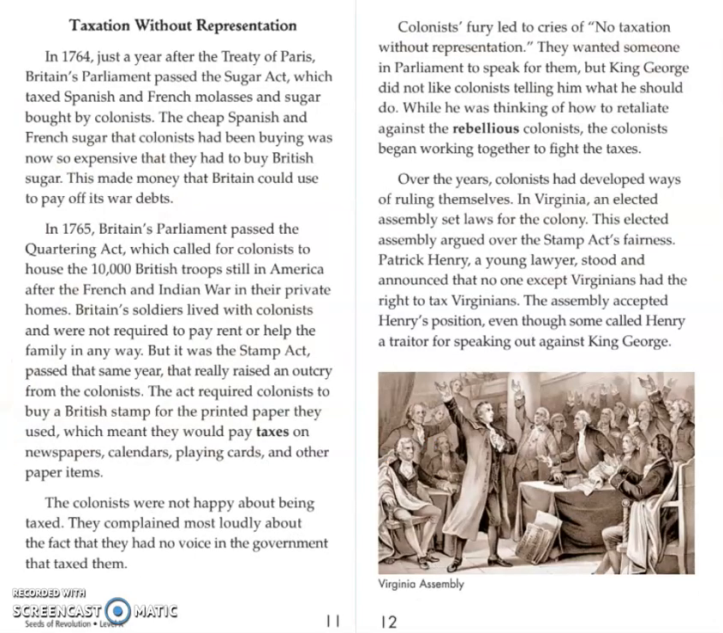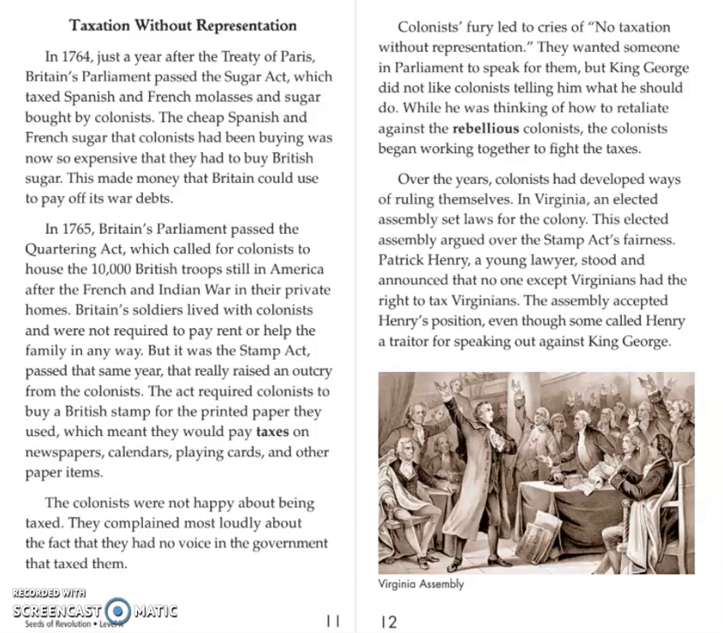Taxation without Representation. In 1764, just a year after the Treaty of Paris, Britain's Parliament passed the Sugar Act, which taxed Spanish and French molasses and sugar bought by colonists. The cheap Spanish and French sugar that colonists had been buying was now so expensive that they had to buy British sugar. This made money that Britain could use to pay off its war debts.